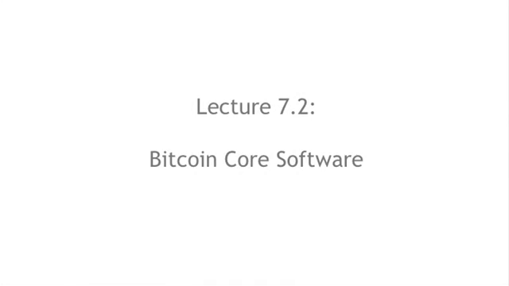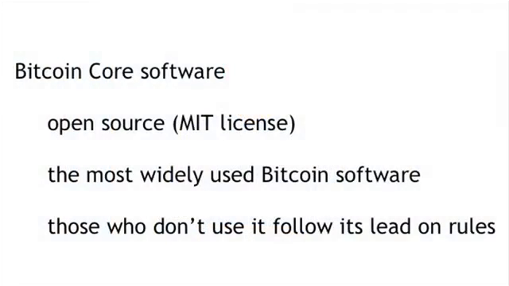In section 7.2, we'll talk about the Bitcoin Core software. This is a piece of open source software which is a focal point for discussion of and debate about Bitcoin's rules. The Bitcoin Core software is a body of open source software. It's licensed under the MIT license, which is a very permissive open source license. It allows the software to be used for almost any purpose as long as the source is attributed and the MIT license is not stripped out.